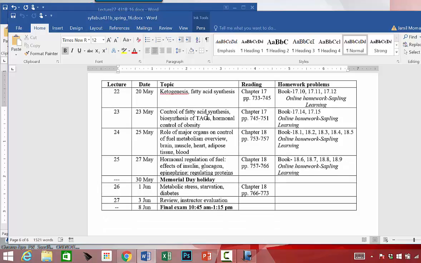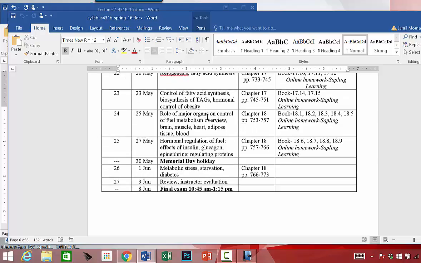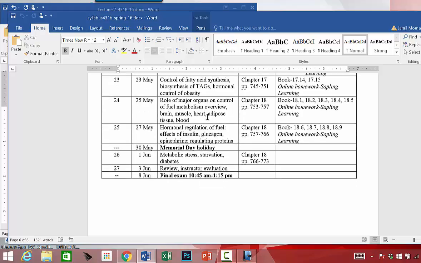I did not talk about fatty acid synthesis. Don't worry about fatty acid synthesis. Unfortunately, I didn't get to that. I didn't get a chance to talk about hormonal control of obesity. It's a very fascinating topic. I didn't talk about control of fatty acid synthesis, so you don't have to worry about that.